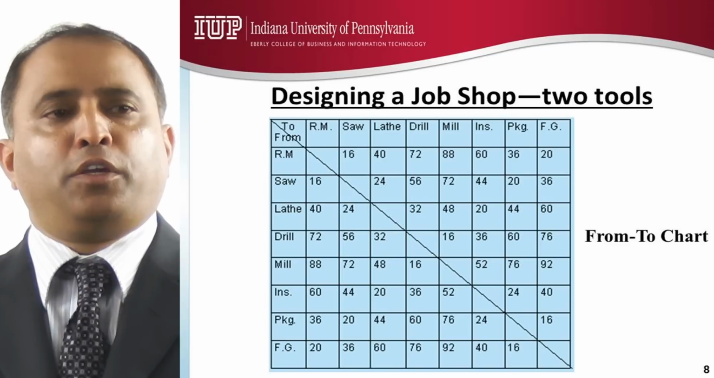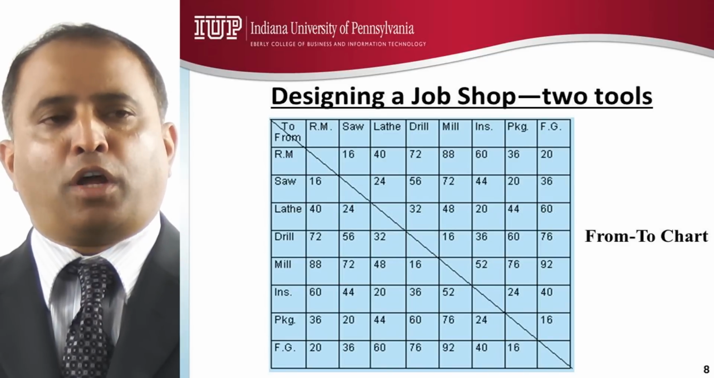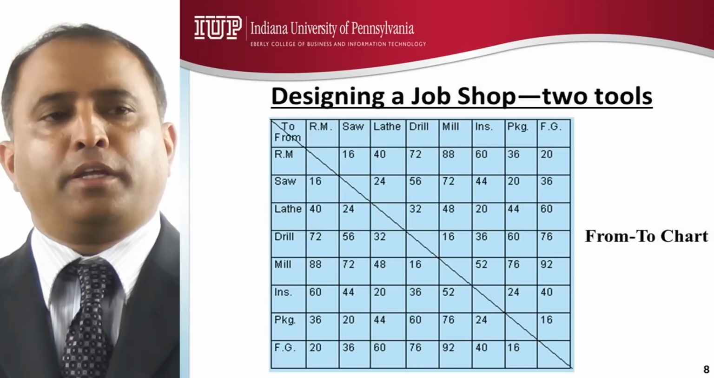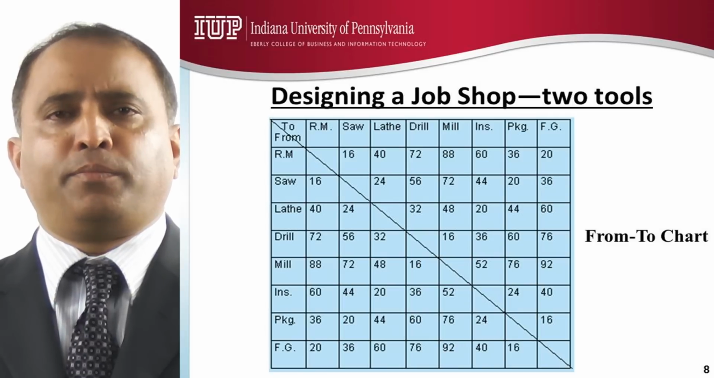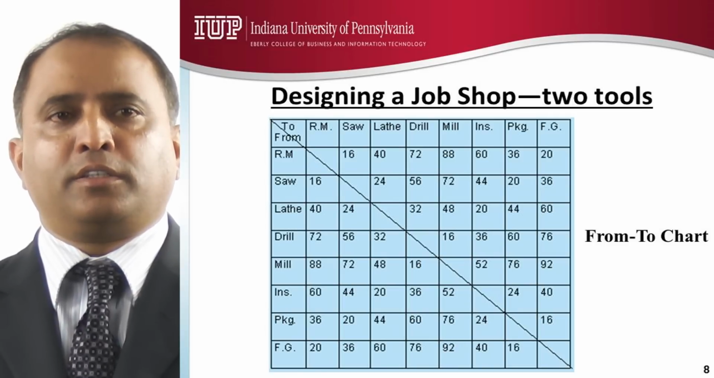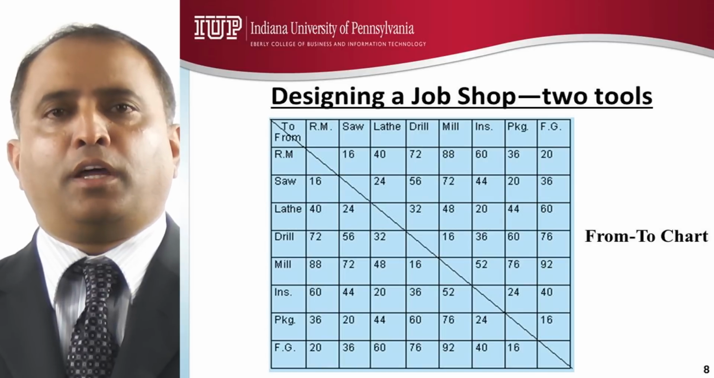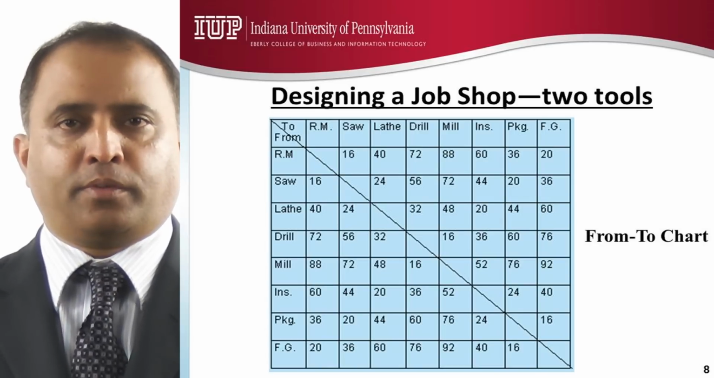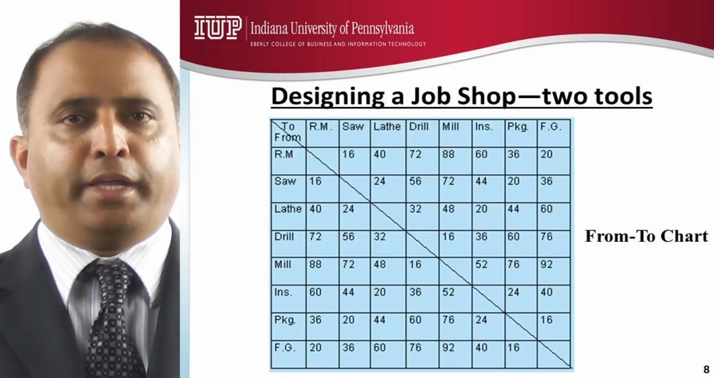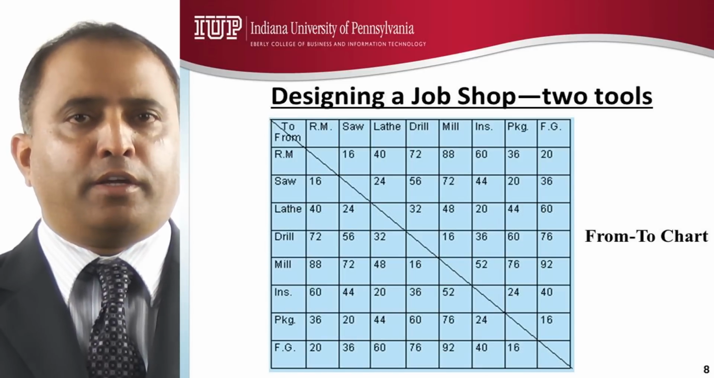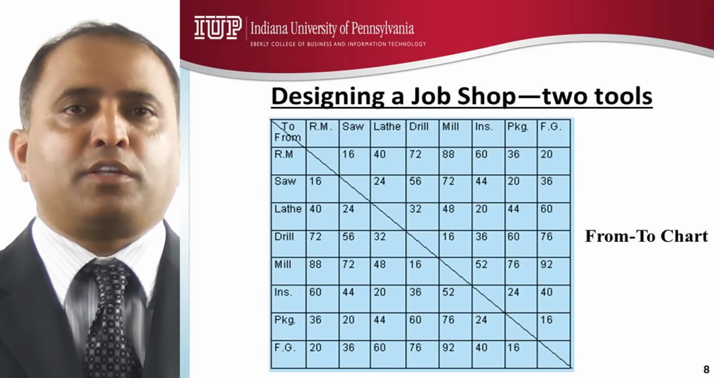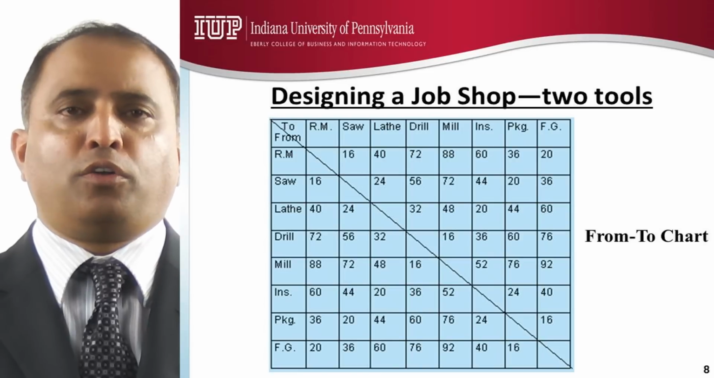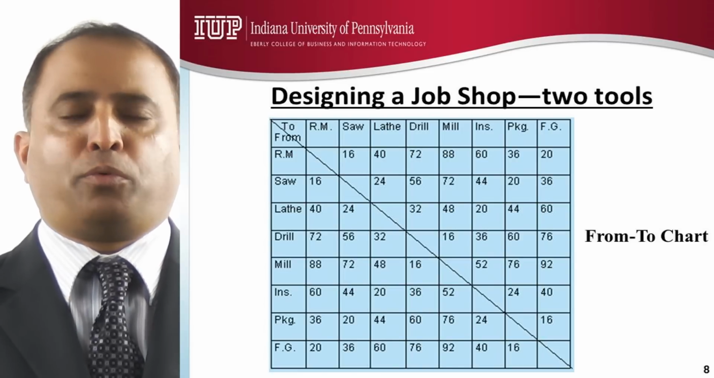So if you look at this, you see that there are areas for raw material, lathe, drilling, milling, inspection, packaging, finished goods, and on the columns also you have the exact same processes. And what the chart is telling is the amount of movement that is occurring between each area to each of the other areas. So this is the first step a person who is involved in designing the layout has to provide the software.